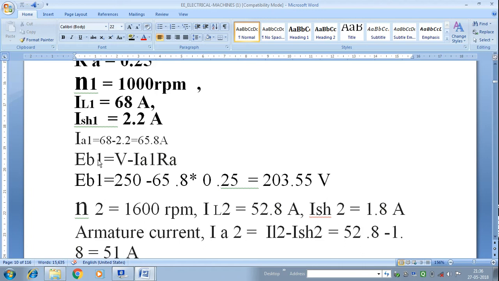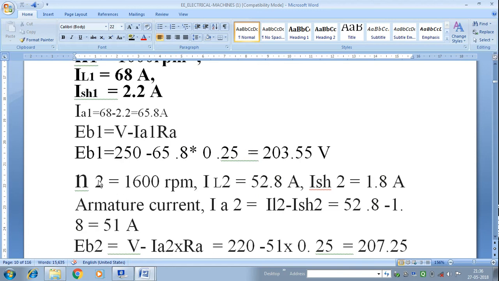Then we can calculate back EMF, that is EB1 in the first case, V minus IA1 RA, because resistance is always constant. Armature resistance cannot vary, assuming the temperature remains constant. So EB1 is equal to 250 minus 65.8 into 0.25, that is 203.55 volt. So now we will consider the second case.